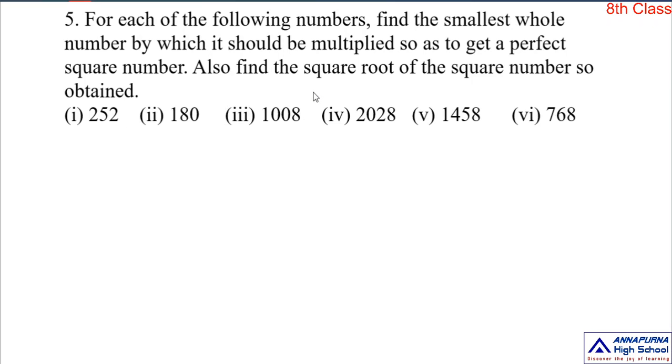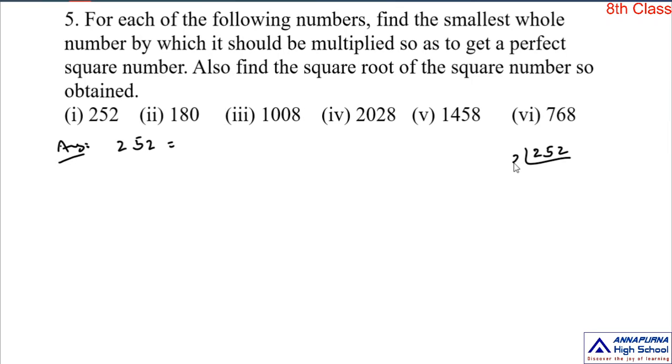Okay, so for finding that smallest whole number, here we have only one way, that is finding the prime factorization of the given number. For example, let us take the first number. The first given number is, yes, it's 252. Find out the prime factorization of this 252.